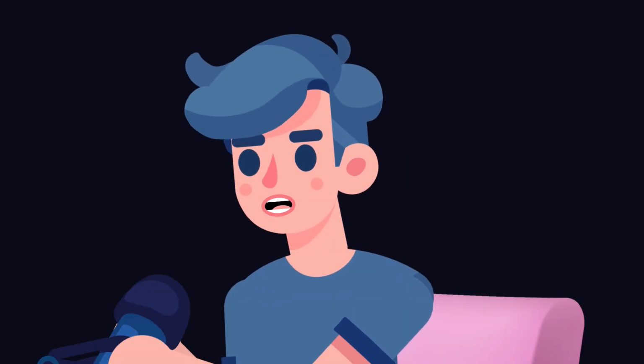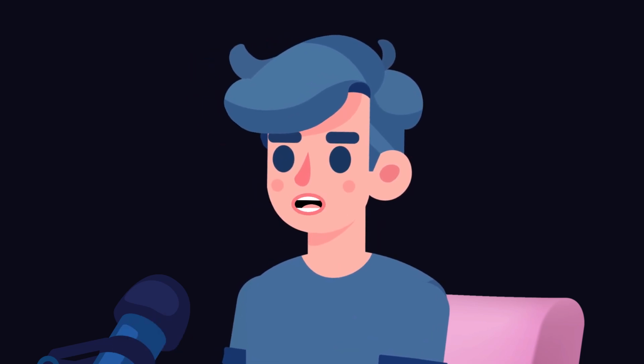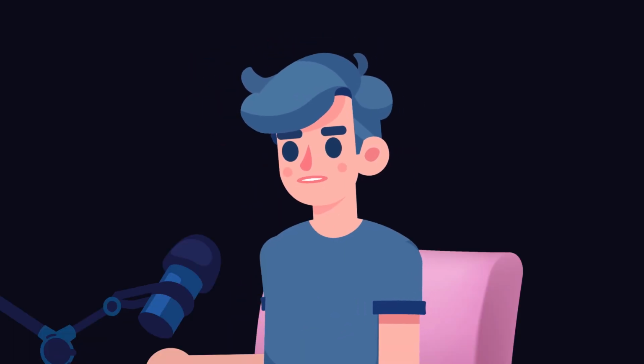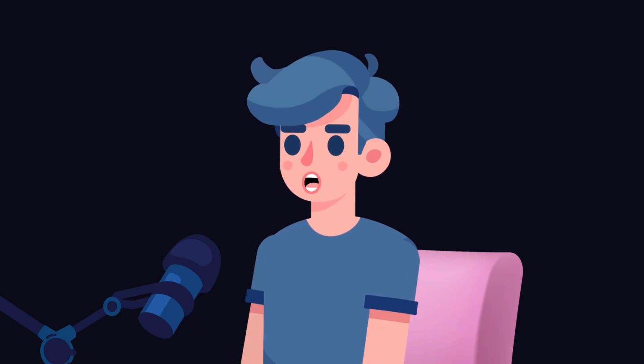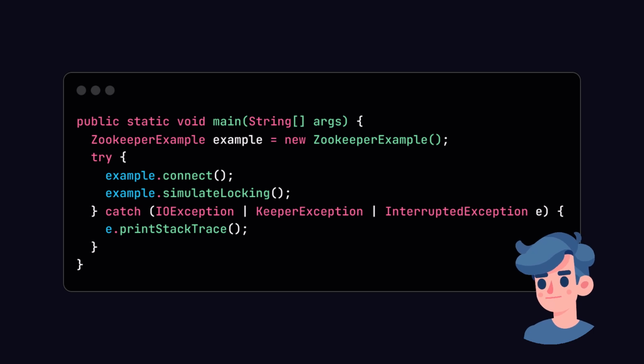In the simulateLocking method, we create multiple threads that attempt to acquire the lock. You can observe how Zookeeper ensures that only one thread holds the lock at a time, demonstrating effective distributed coordination. To run this simulation, simply call simulateLocking from your main method after establishing a connection to Zookeeper.